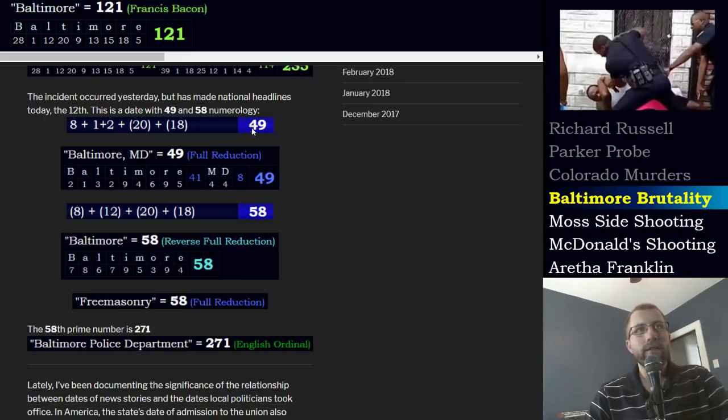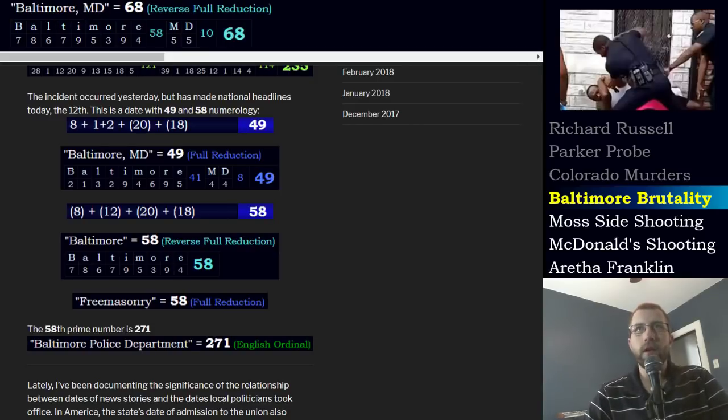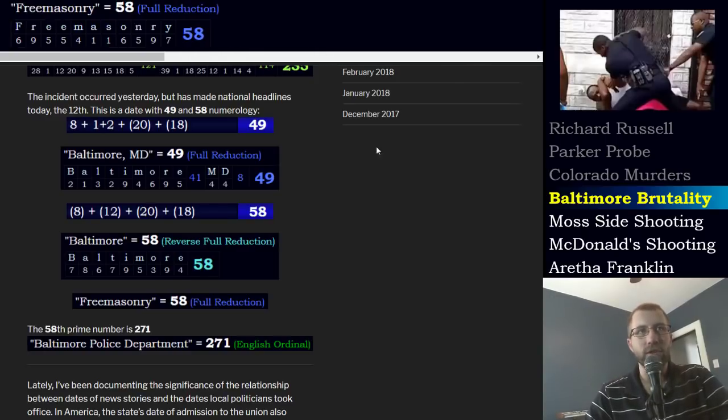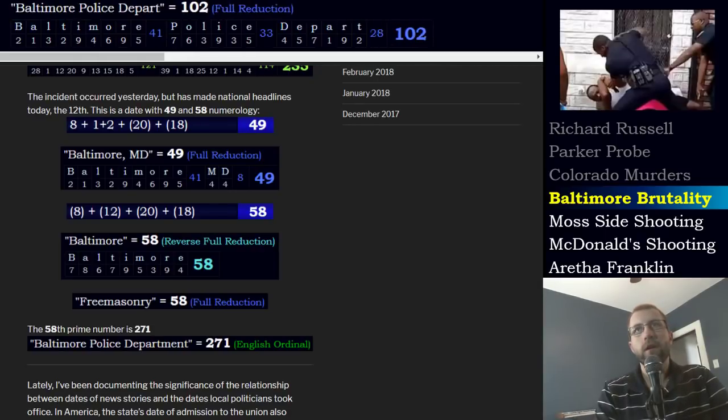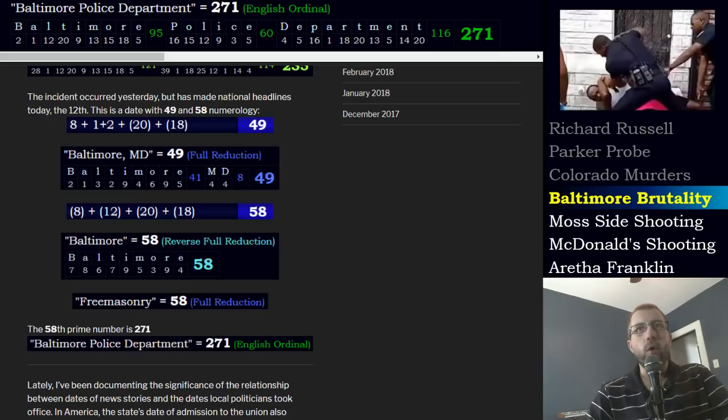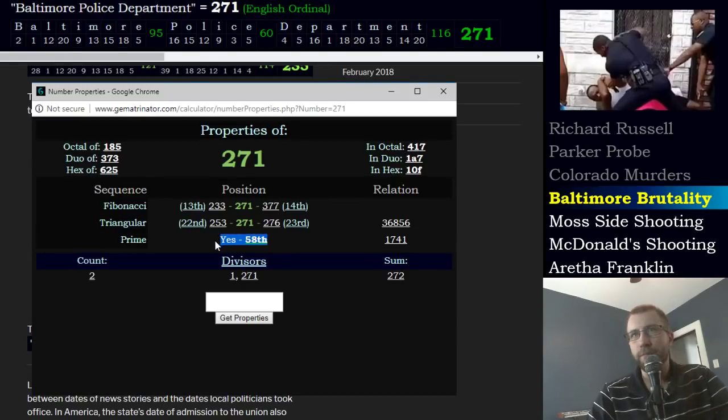Also, the date of this story had 49 and 58 numerology. Baltimore equals 58. Baltimore, Maryland with the abbreviation equals 49. Again, Freemasonry summing to 58, just like Baltimore. The ordinal gematria of Baltimore Police Department is 271. And 271 is the 58th prime number. Again, this story coming out on a date with 58 numerology out of Baltimore 58.